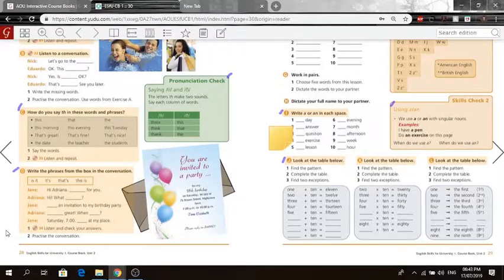Jane, hi Adriana, this is for you. Adriana, hi, what is it? Jane, it's an invitation to my birthday party. Adriana, that's great. When is it? Jane, Saturday, 7 o'clock. It's at my place. Okay?